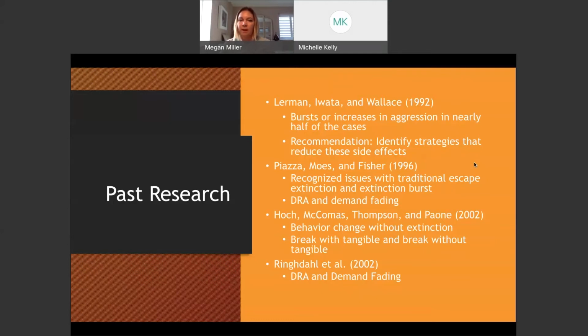Hoke, McComas, Thomas, and Payon in 2002 showed that you could have behavior change without extinction. They had learners take a break with a tangible and take a break without a tangible and assessed that. And then Ringdahl in 2002 published on the effectiveness of DRA and demand fading. Note how old these articles are. And there's been additional research conducted since then, but we've known about this for a really long time, yet somehow extinction procedures are what is so often used.